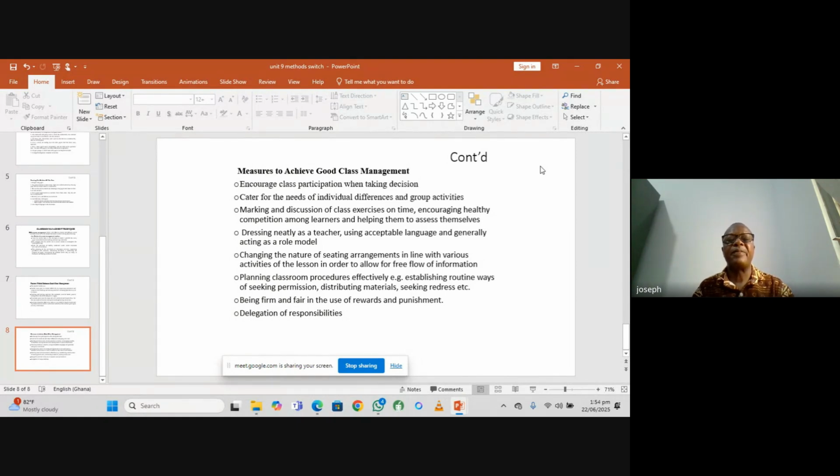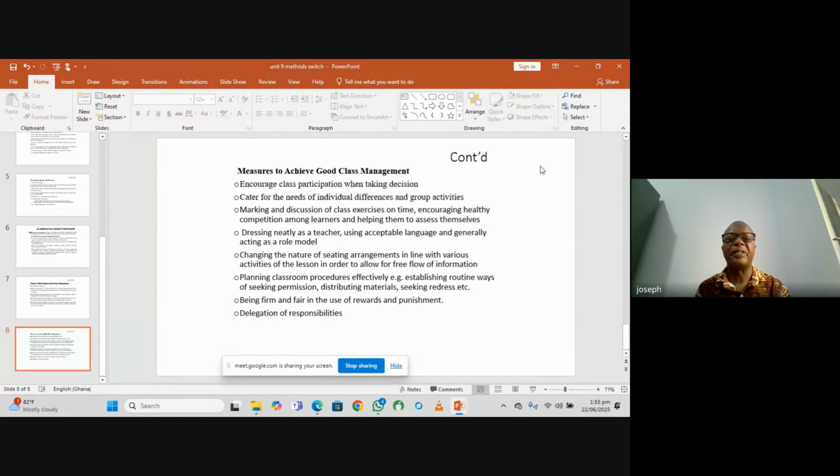Be firm and fair in the use of rewards and punishment. Be fair. When you want to punish, you punish instantly. Don't defer the punishment, saying what you did the other day is why I'm punishing you today. No, punish him or her instantly, so that he knows that what he did was why he was being punished. Don't defer the punishment to a later time. Use rewards fairly and use punishment fairly.